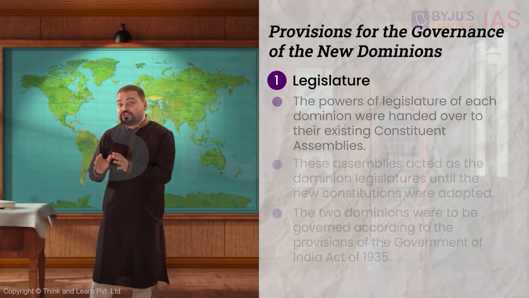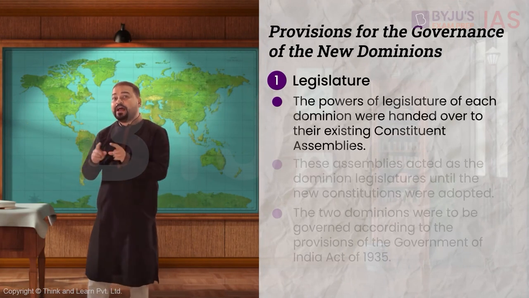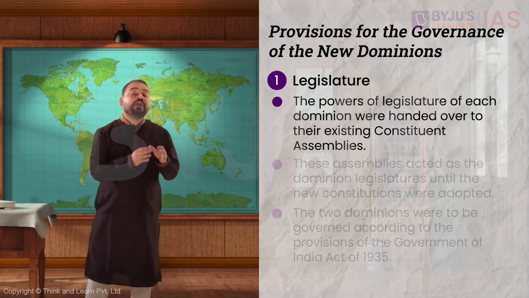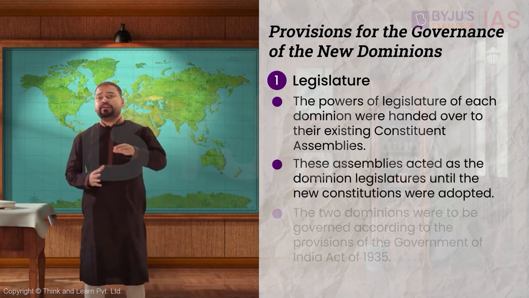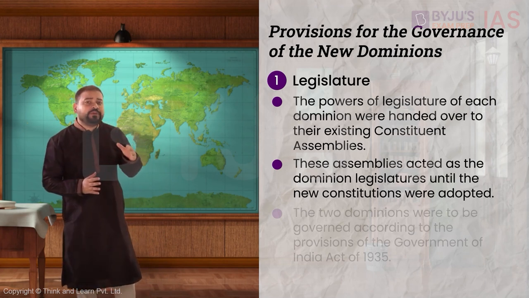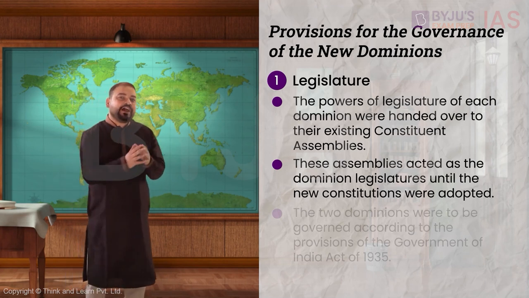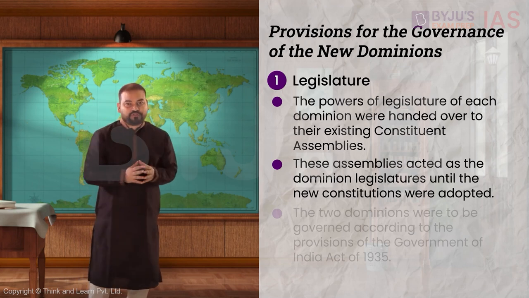Under this act, provisions were also made for the governance of the new dominions. Let's take a deeper look at them. The powers of the legislature of each of the dominions were handed over to their already existing constituent assemblies. These assemblies would remain in power and act as the dominion legislatures until the adoption of the new constitutions.